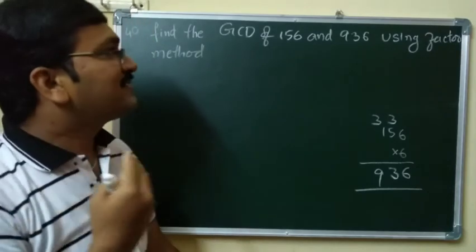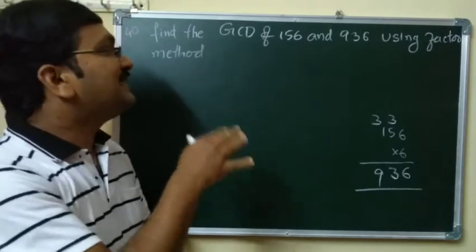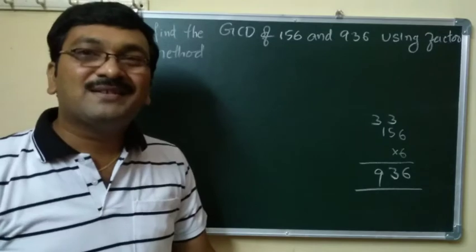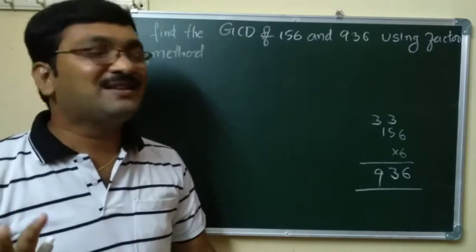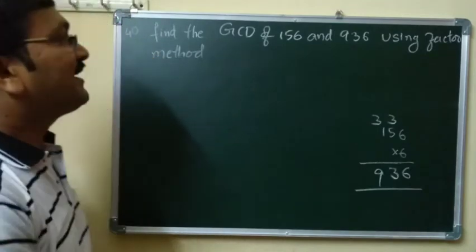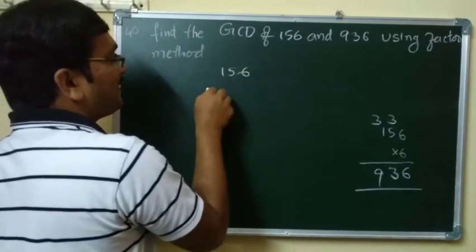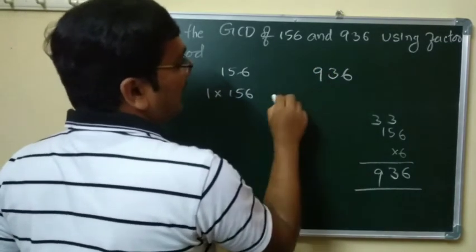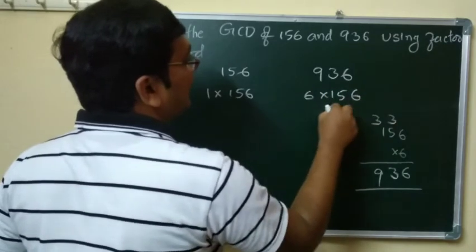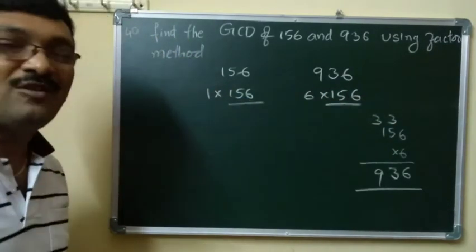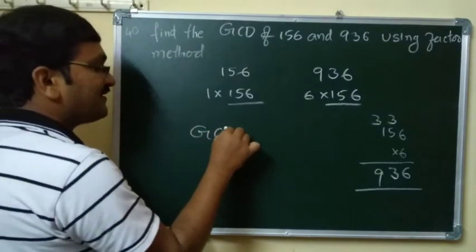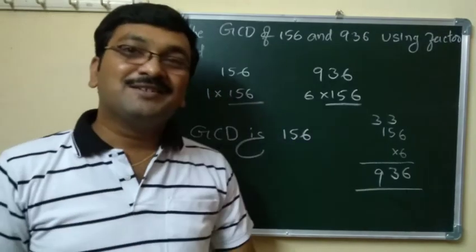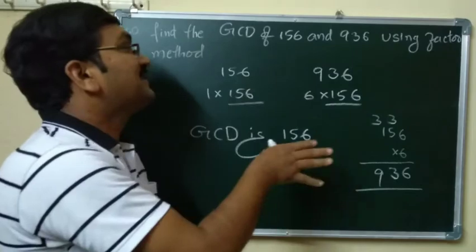Suppose they ask for the GCD and one number is a factor of the other number. The factor means that the given number is the answer. We need not find out anything, because I use logic here. 156 I can write as 1 into 156, and 936 I can also write as 6 into 156. 156 is common, so I can write the GCD as 156. That's it. You need not write the factors of this 156.